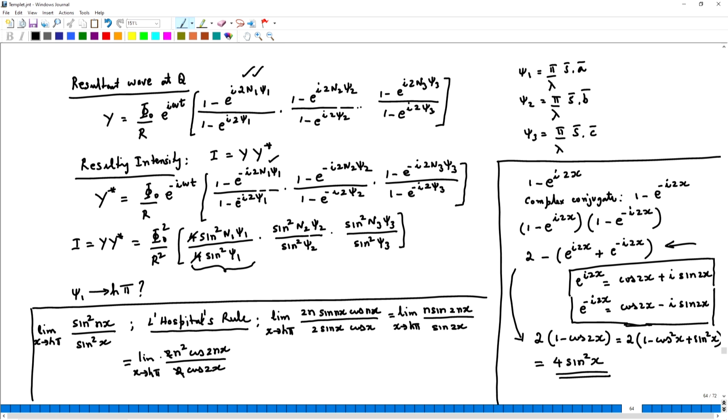This 2 will get cancelled the way this 2 and this 2 got cancelled here. Now, substitute for x as h pi where h is an integer, then clearly the cosine terms would simply be unity, and hence in the limit this function goes to n square. We can quickly show the plot of this function as well, that how this function behaves.